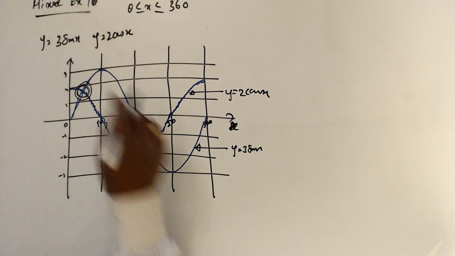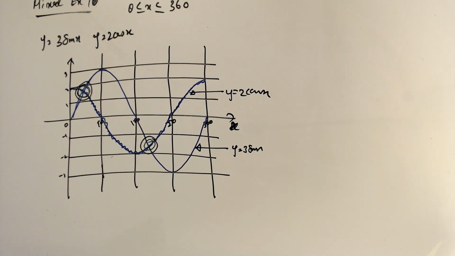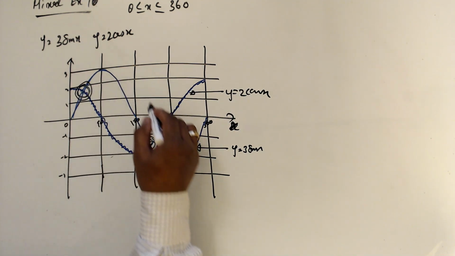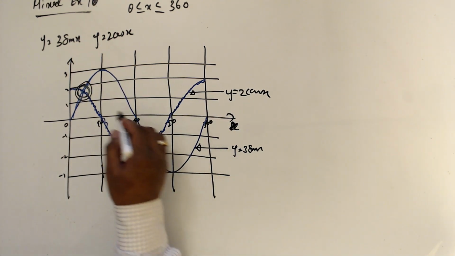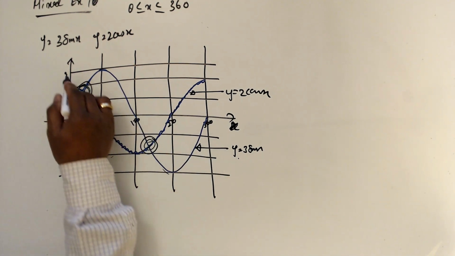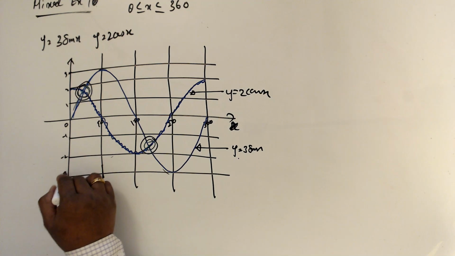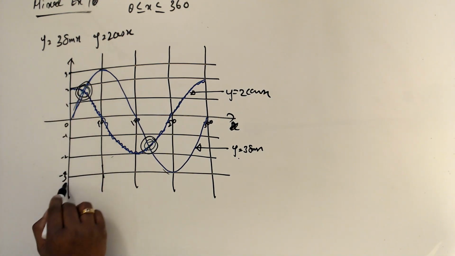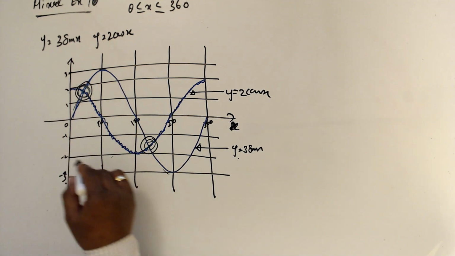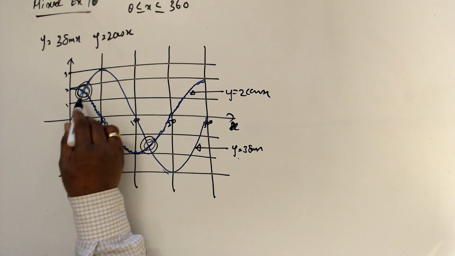Question number 16. You can see the sketch. This is y equals 3 sine x. It will be bouncing between plus 3 and minus 3, and y equals 2 cos x. It is bouncing between 2 and minus 2.